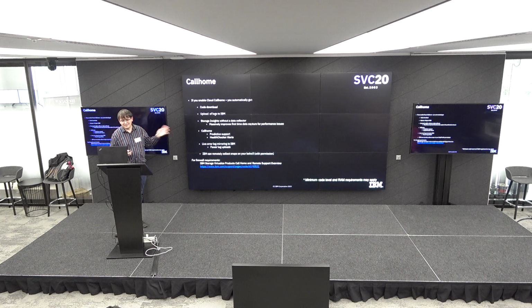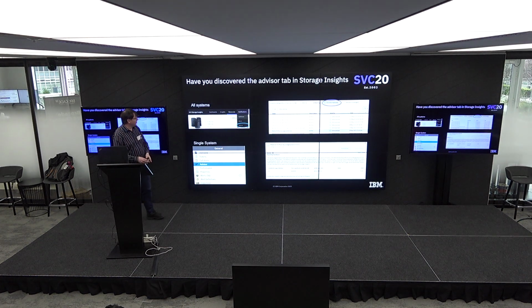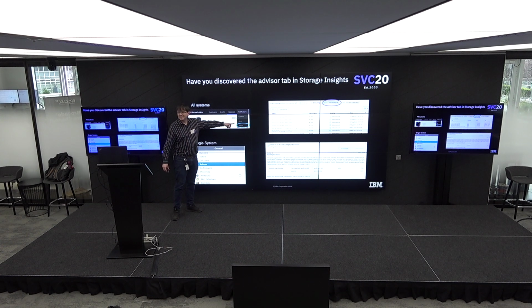The main one I'm going to say is, please configure call home. We can do so much to help protect you. We do so much work inside IBM these days, monitoring all the systems worldwide, looking for issues and proactively warning you about them. If you haven't got call home turned on, please turn it on. And if you do turn it on, go and find the advisor tab in Storage Insights and look there, right? Because we've written a whole bunch of automation inside IBM to analyze your configuration and tell you where we think something may not be optimal.